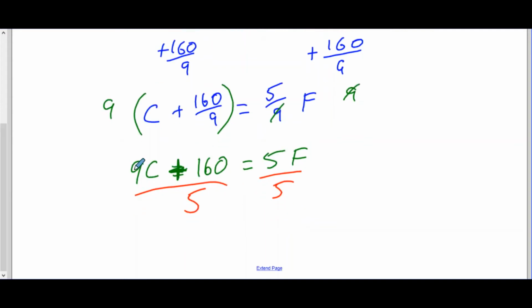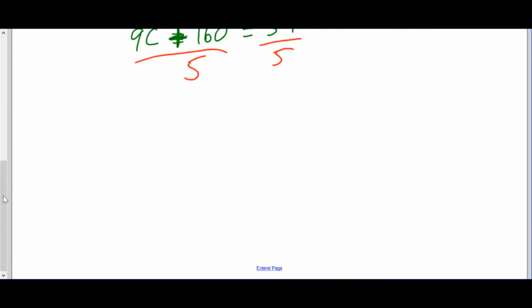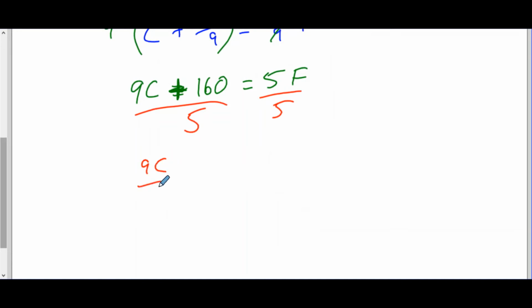And remember from a previous lesson that this is the same as writing it as 9c divided by 5 plus 160 divided by 5. So 9c divided by 5, I can't reduce that. You can leave it like this, but usually you'll see it written as 9/5 c. Usually if we have a variable with a fraction, we will pull the variable outside like this, so it looks like 9/5 times c. And then 160 divided by 5 is going to be 32.